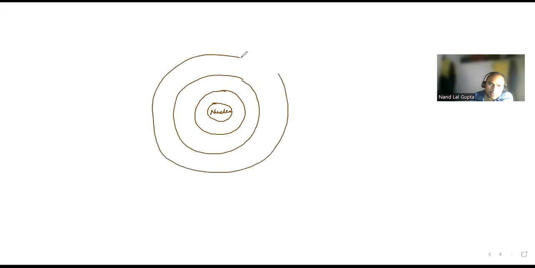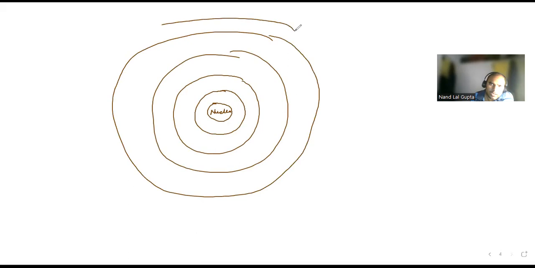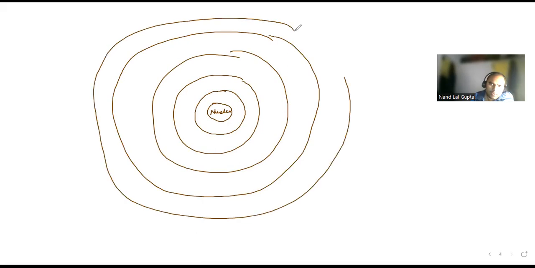Okay, nucleus. So it is the nucleus, a small one. Then it is the orbit number 1. Then it is going to be orbit number 2. Here is orbit number 3. This is going to be 4. And lastly, it is going to be 5.